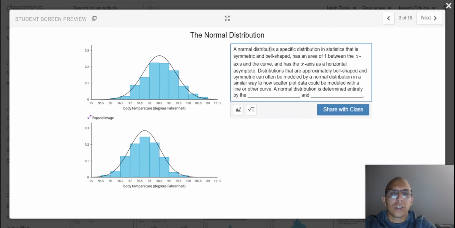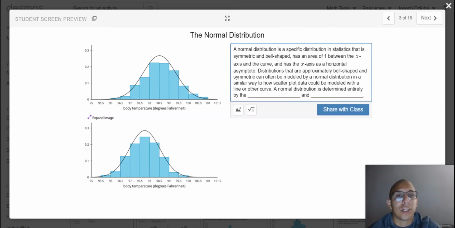We define a normal distribution to be a specific distribution of data and statistics that is symmetric and bell-shaped, as evidenced here. And it has an area of 1 between the x-axis and the curve. So all of this space here, if I was able to take a crayon and color in between the lines, it would have a total area of 1 with the x-axis serving as a horizontal asymptote.